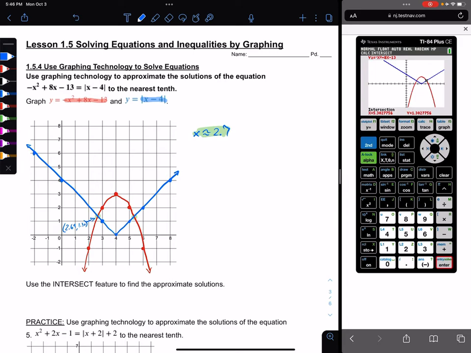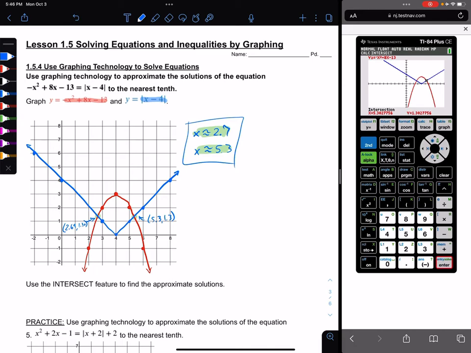So again, if you want to write that in, it's about 5.3, 1.3. We're going one decimal place, so a tenth. So we would say x is approximately 5.3. And that is our other solution. We can box those in if we'd like. And that's how you would find the approximate solutions using graphing technology.